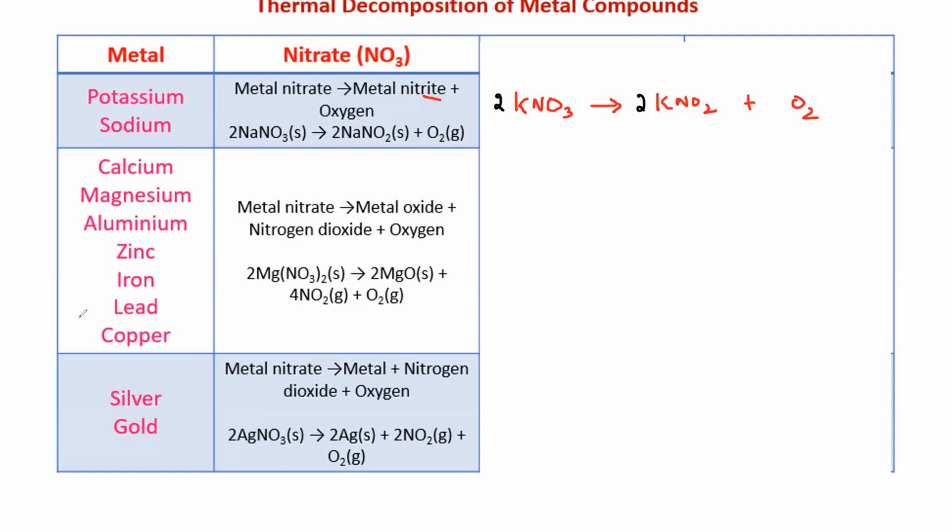What about calcium till copper? For example, if we have calcium nitrate, magnesium nitrate, aluminum nitrate, zinc nitrate.